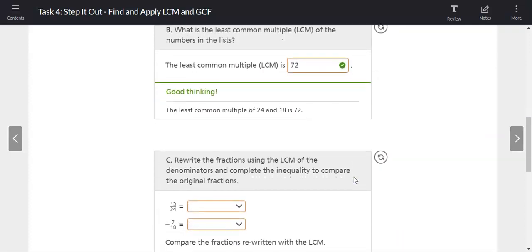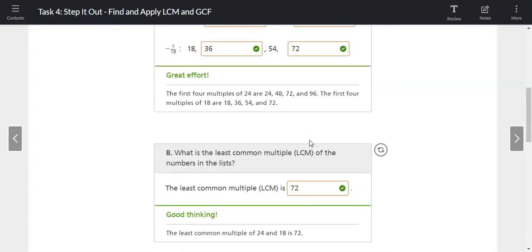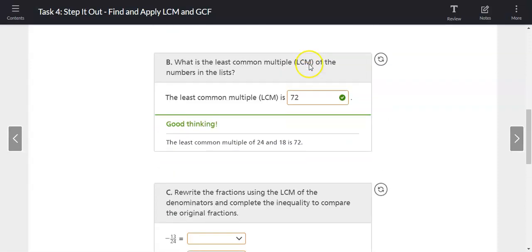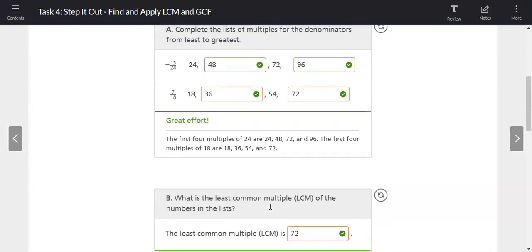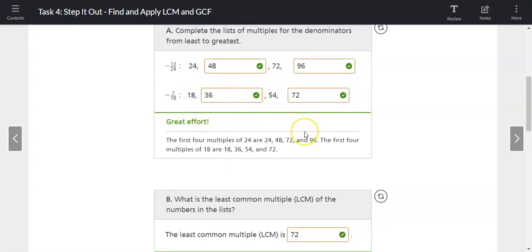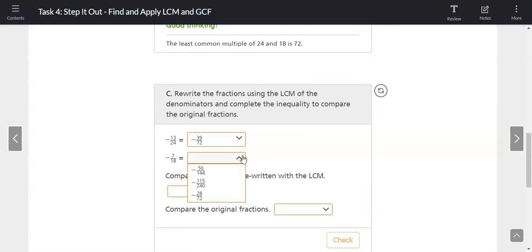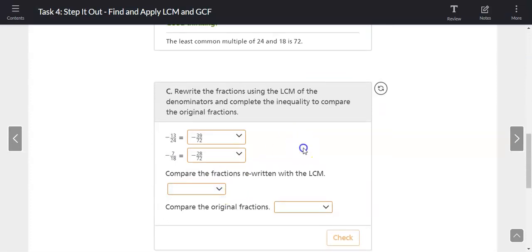We're going to rewrite the fractions using the LCM. So to make 24 into 72, we're going to multiply by 1, 2, 3. So 13 times 3 is 39. So we get negative 39 over 72. And to get 18 to be 72, we're going to do 1, 2, 3, 4. So we're multiplying by 4. 7 times 4 is 28, so it's right there. Negative 39 is farther to the left-hand side. So it is less than. Compare the original fractions. We have negative 13 over 24 is less than negative 7 over 18.